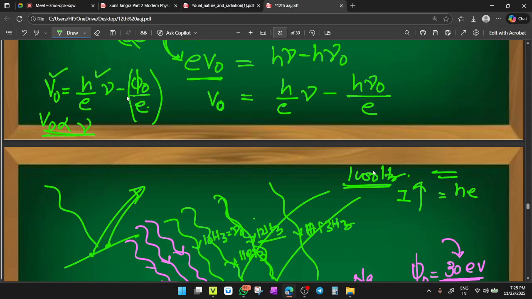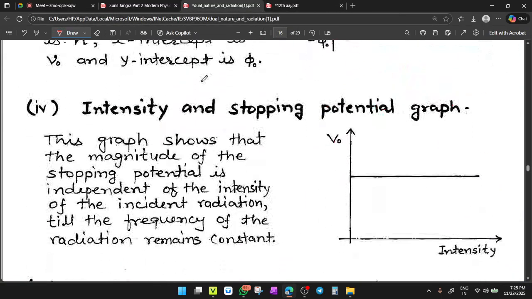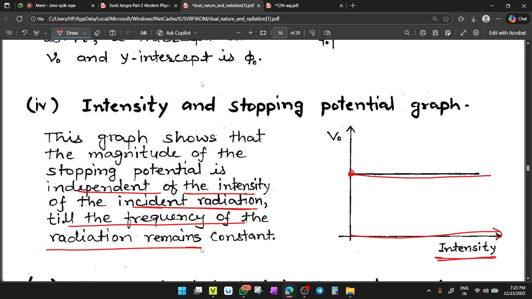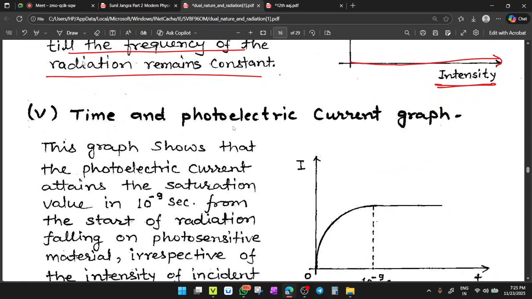Clear? There is no relation with the intensity of light, meaning stopping potential is independent of the intensity of light. It depends on the frequency, but it is independent of the intensity of light. If you increase the intensity of light, the stopping potential will remain the same. So this graph shows that the magnitude of the stopping potential is independent of the intensity of the incident radiation as long as the frequency remains constant. No impact of intensity on stopping potential. Next is the time and photoelectric current graph.